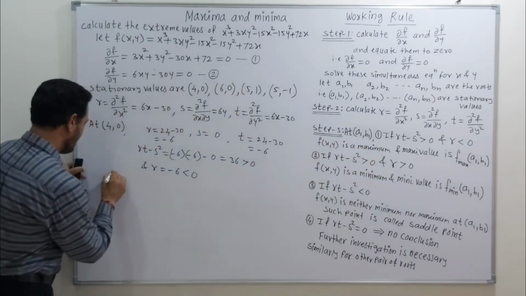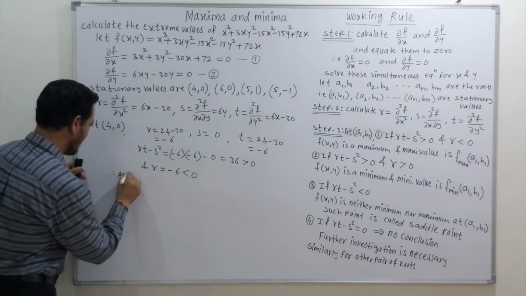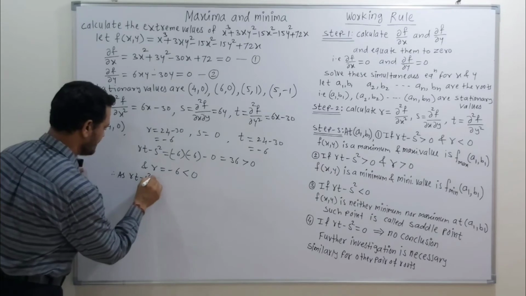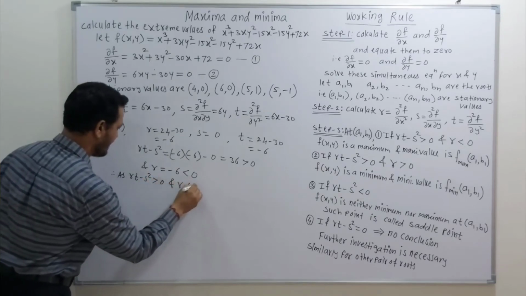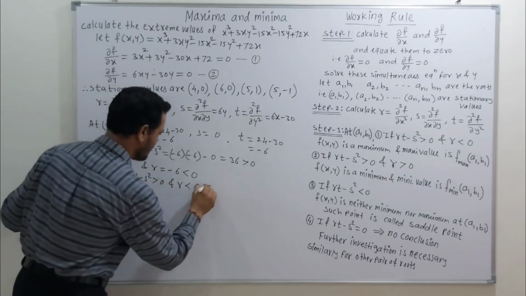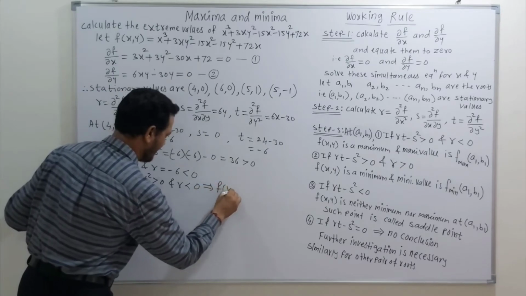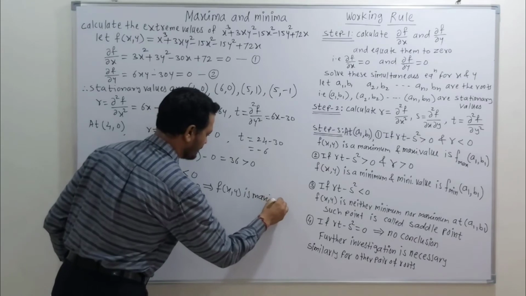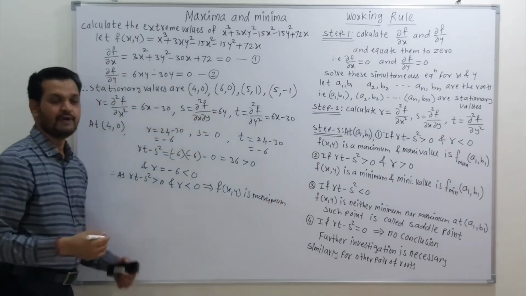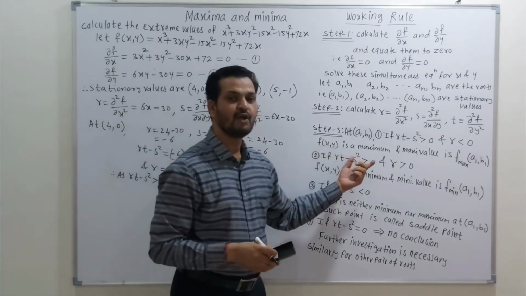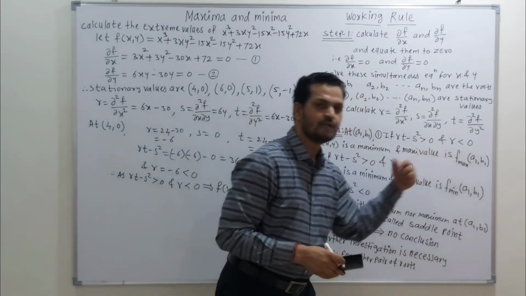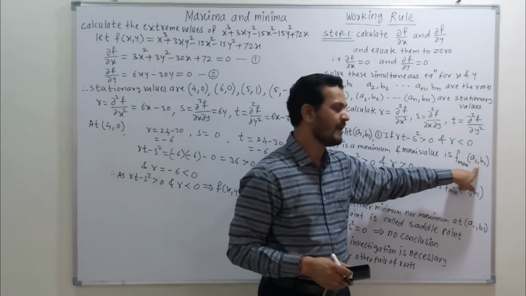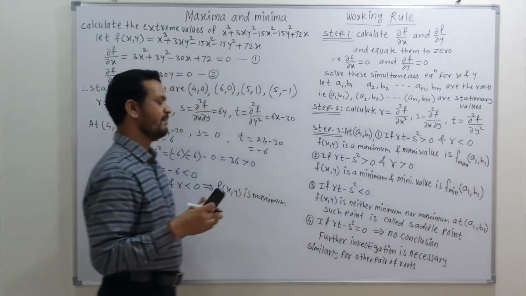So therefore, as rt minus s square is greater than 0 and r is less than 0, this implies that the given function f of xy is maximum. Now here again a question is how to find the maximum value. Maximum value means in the original function replace x by a1 and y by b1, and we get the maximum value.